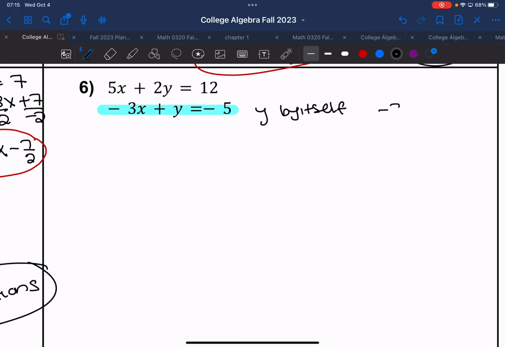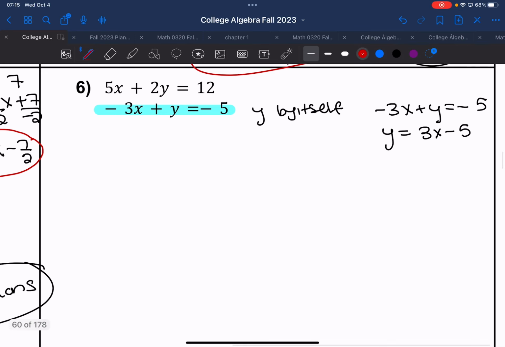So I have negative 3x plus y is equal to negative 5. What's the only thing I need to do here? Add 3x. So I have y is equal to 3x minus 5. And we would be plugging in that 3x minus 5 into what equation? The top. And for what variable? Y. So right here.